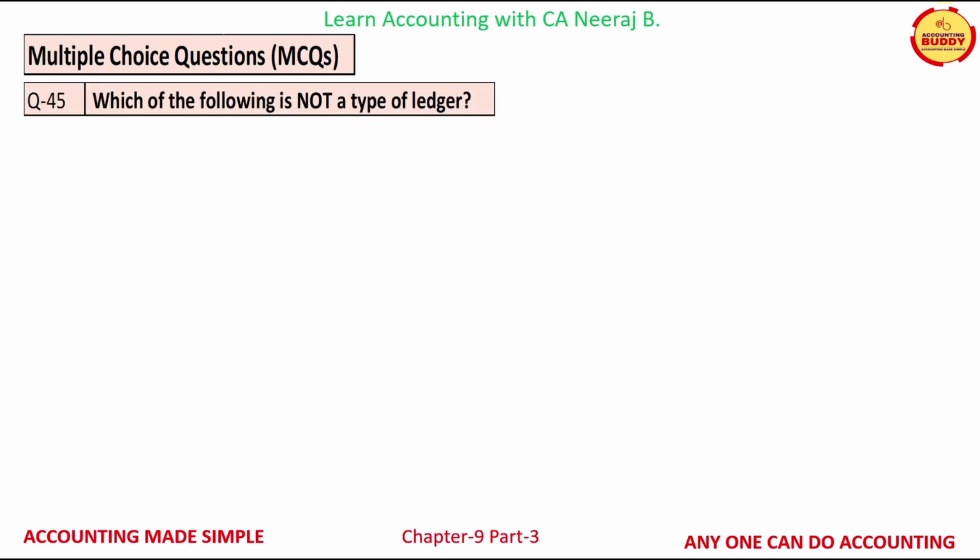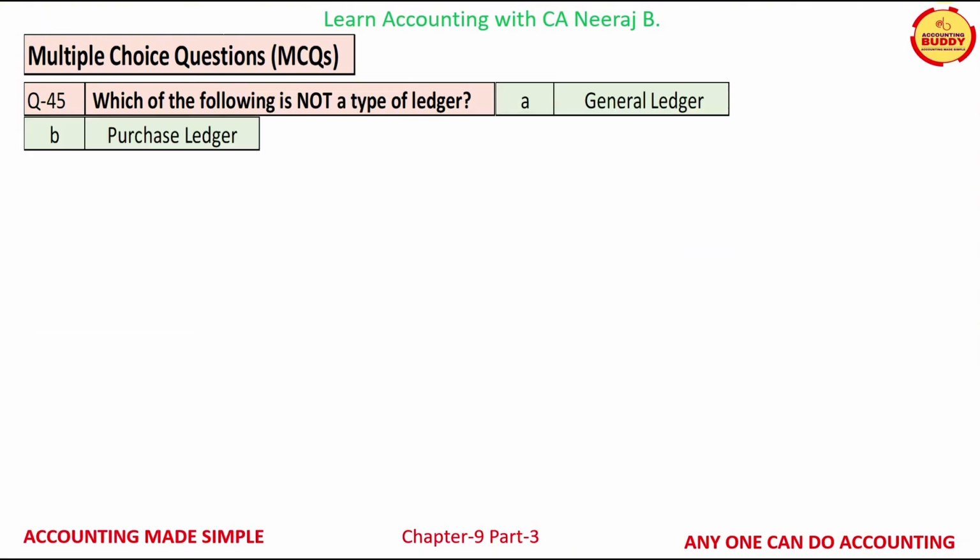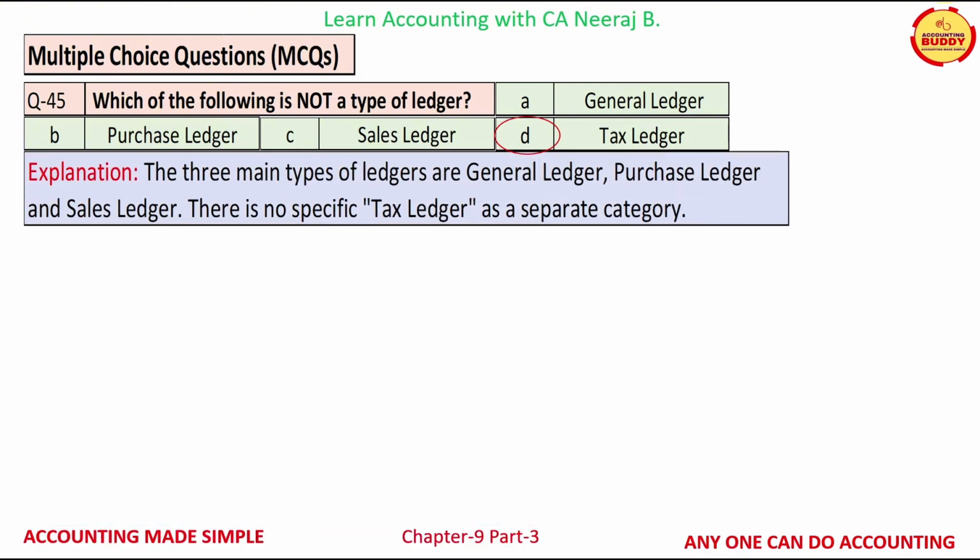Question number 45 is, which of the following is not a type of ledger? The available options are option A, journal ledger, option B, purchase ledger, option C, sales ledger, and option D, tax ledger. And the correct answer is option D, tax ledger. And the explanation for this is the three main types of ledgers are journal ledger, purchase ledger, and sales ledger. There is no specific tax ledger as a separate category.